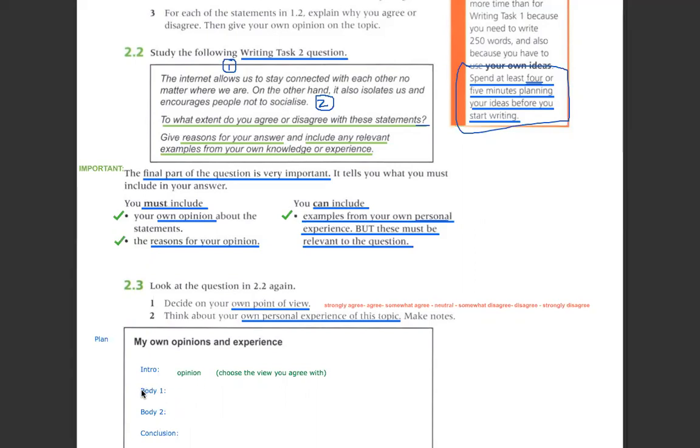Right, do you remember what we need to put in body 1 and body 2 for this opinion essay? Can you tell me in the chat box, what should I include in body 1?